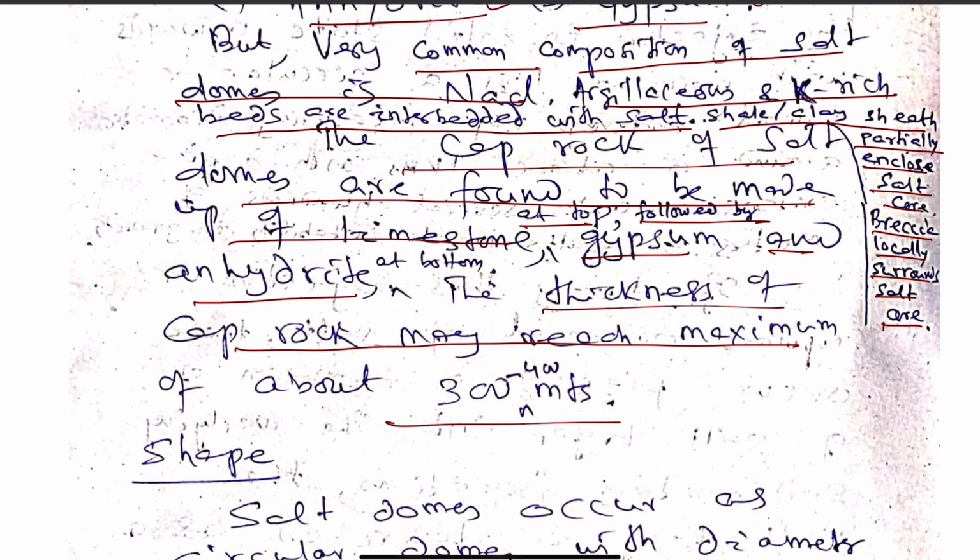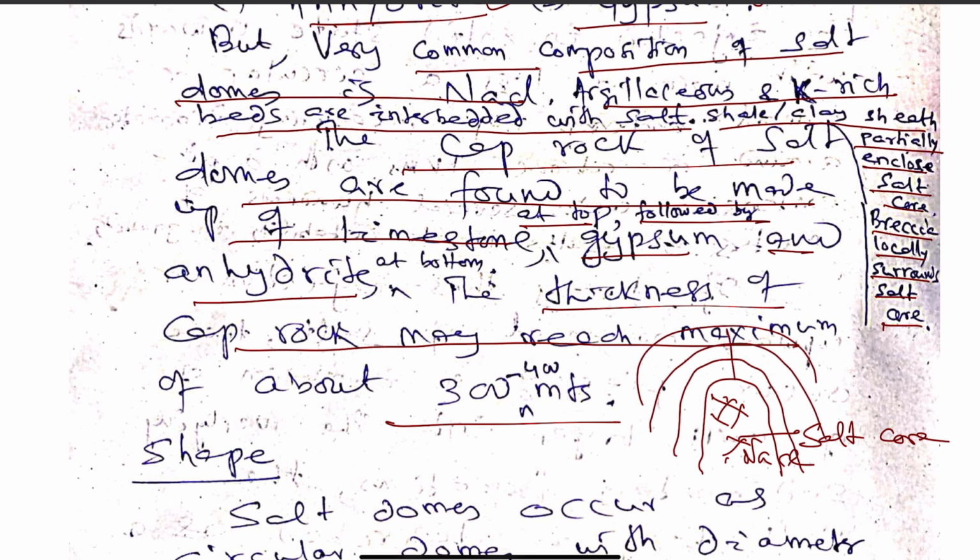Thus, in case of a salt dome, we have the salt core, mostly represented by NaCl, and it is found to have a cap rock. This is the cap rock, which is mostly made up of gypsum, limestone, anhydrite, and this is the typical structure of salt domes.